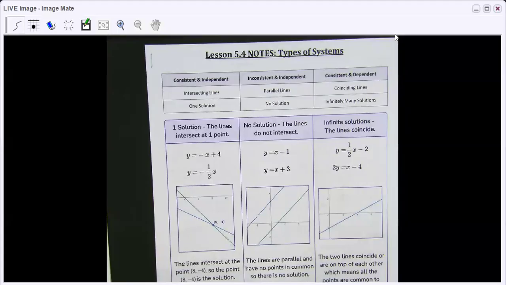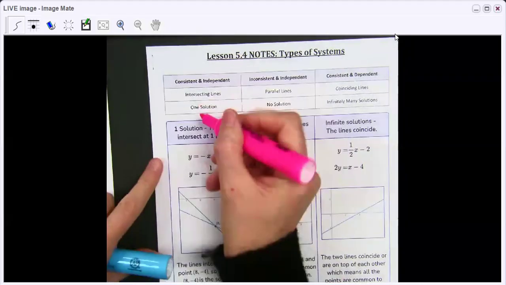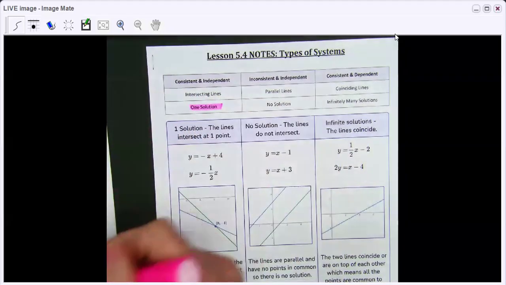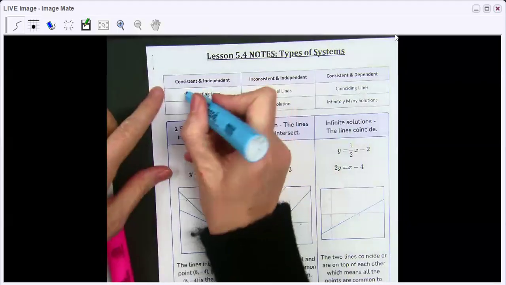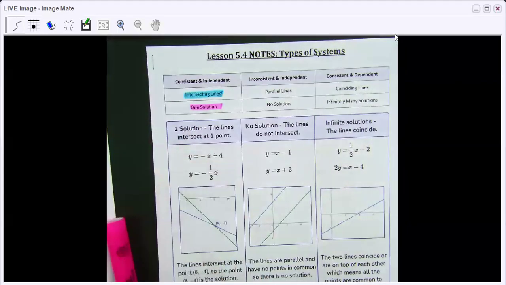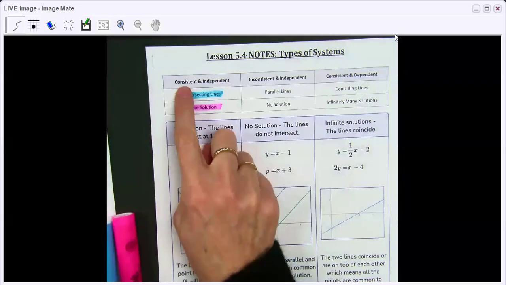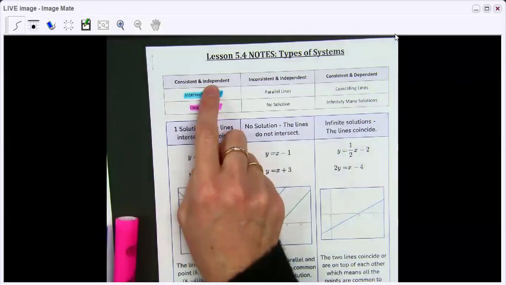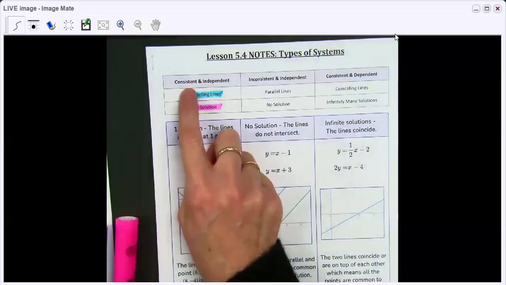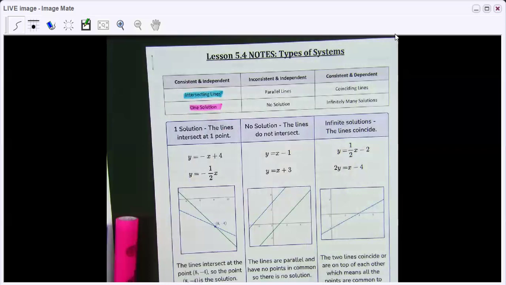Let me get my highlighter real quick. So one solution. They are called intersecting lines. And they are considered consistent and independent. And you need to know those. Consistent meaning that they intersect, and independent meaning that they are their own individual line separate from the other one. And so their one solution would be (8, -4).